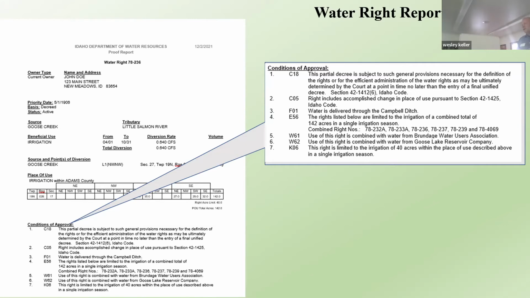Now, conditions, there can be multiple other conditions to describe and limit other uses or other restrictions on the water right. But these are measuring devices and water master control and things like that. Those are some of the more common ones, along with combined use limits.